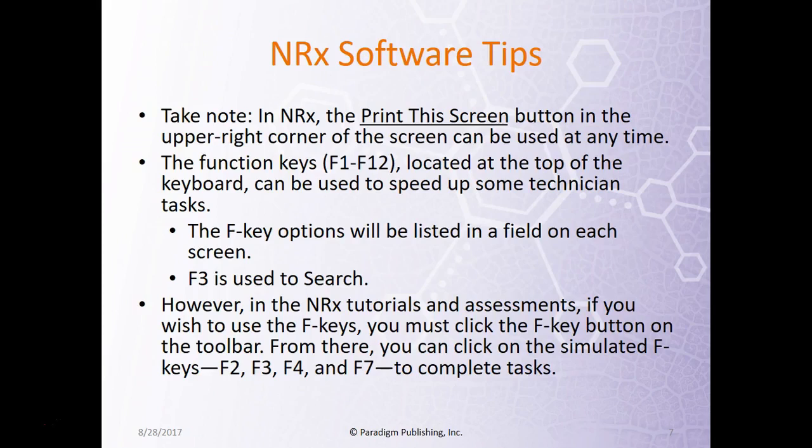There are function keys. Those are the F keys at the top of your keyboard. F1 through F12 can be used to help speed up. Some of them have shortcuts, and they'll be listed in the field in each screen. The F3 is an easy search. However, in the NRX tutorials and assessments, if you wish to use the F keys, you must click the F key button on the toolbar. From there, you can click the simulated F key to complete your task.